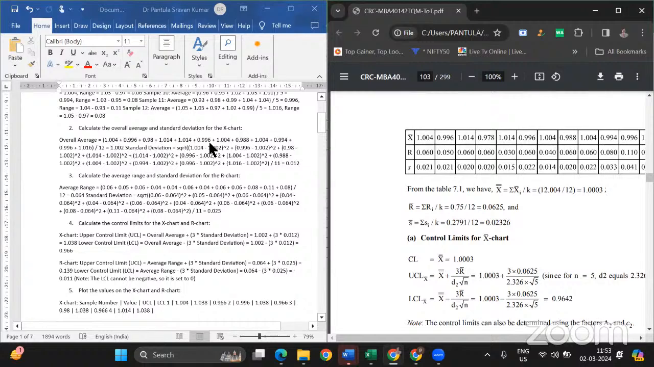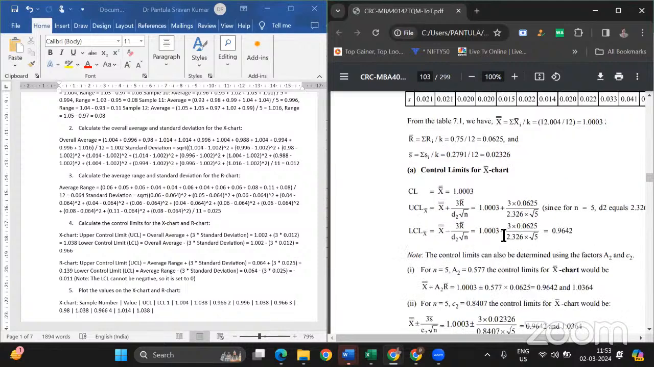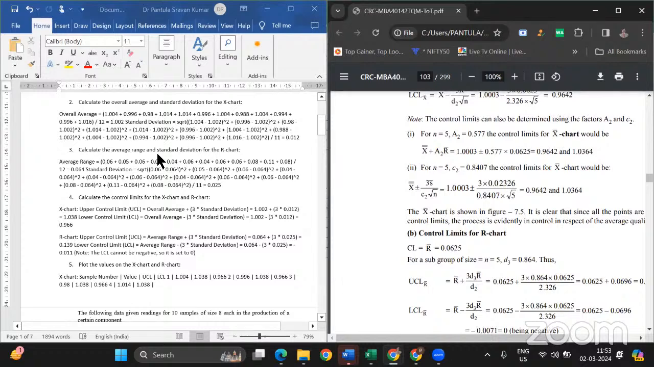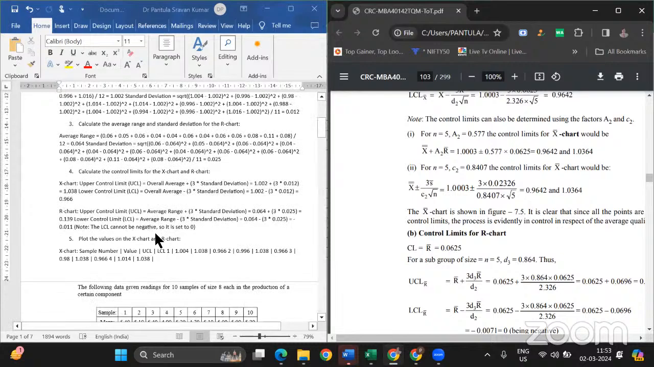And the calculation of overall standard deviation, X bar. So those values we can divide by the standard deviation divided by 12. That is, the standard deviation is the square root of 0.04. So the square root of these values you can see here, and we'll calculate this first. Calculation of average and standard deviation, R charts. And calculation of control limits: upper control limit is equal to overall plus 3 into standard deviation. So that's 3 into 6, like that we're going to get. And finally, calculation of X bar and R bar, we are going to calculate here.